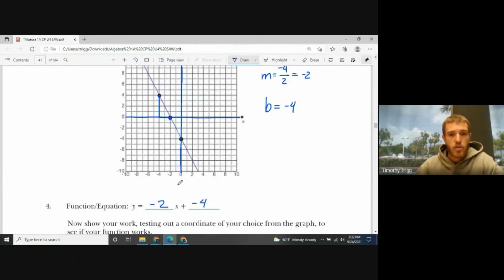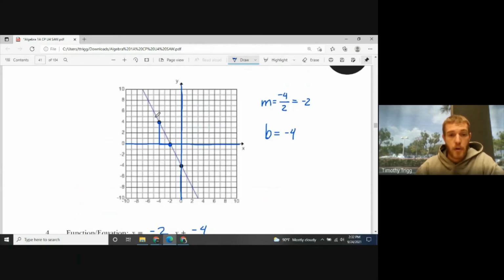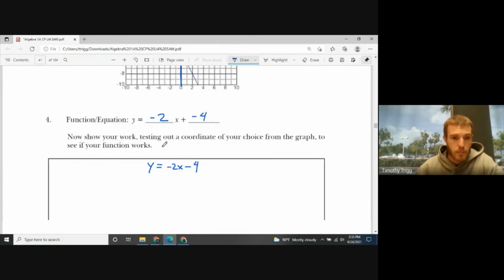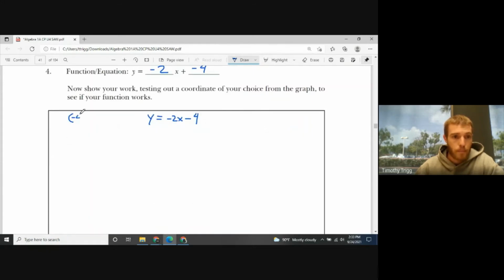Okay, now let's use one of our coordinates from our graph to test. I'm going to go ahead and use this point right here. So what is this coordinate point? Well, on the x, it's -1, 2, 3, 4, -4, comma 4. So I'm going to use the point -4, 4. So I'm going to replace the x with -4 and the y with 4. Remember, the x always comes first, then the y.